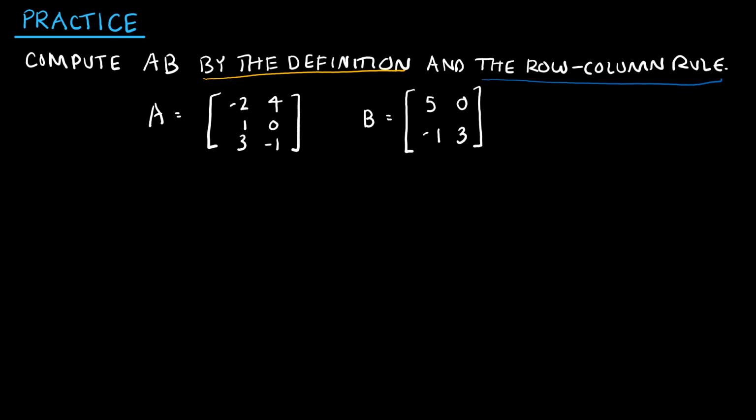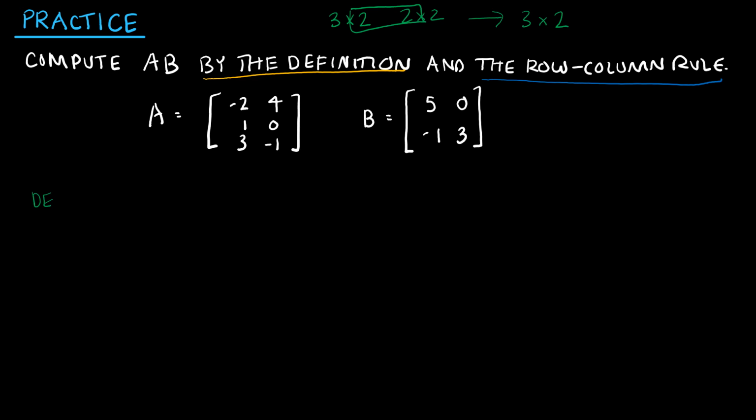So again, the first thing I would do is note that A is a 3 by 2 matrix and B is a 2 by 2 matrix, and therefore they can be multiplied and the result will be a 3 by 2 matrix, which is always good to know as you get started.